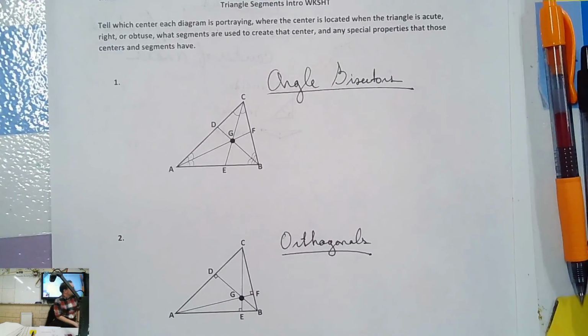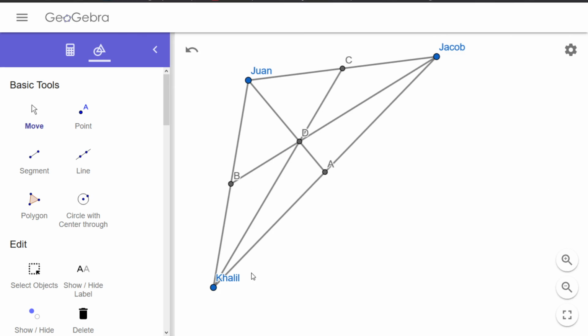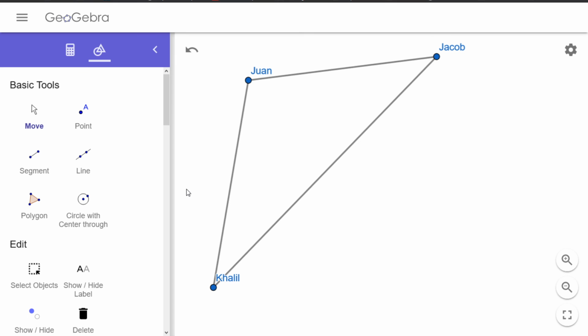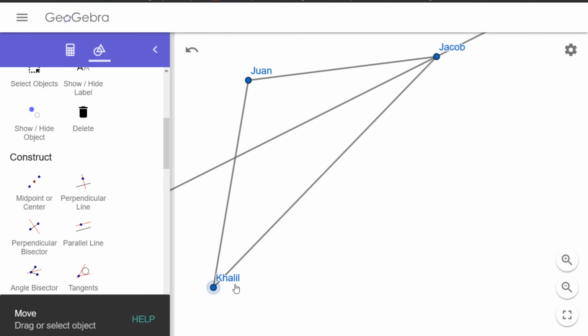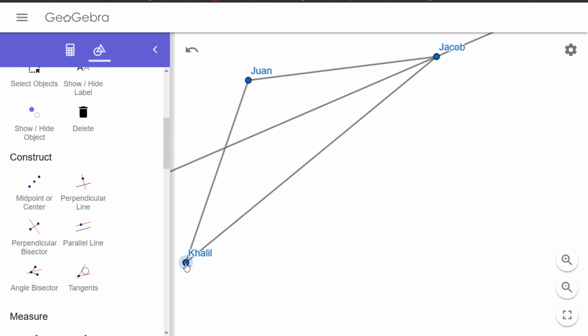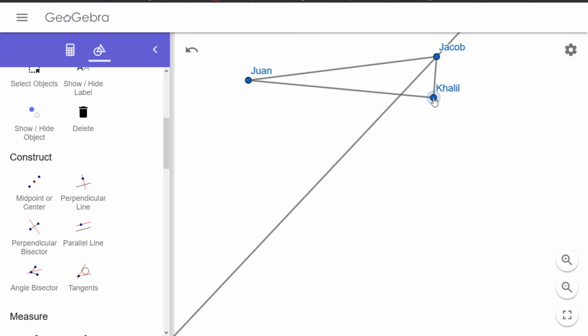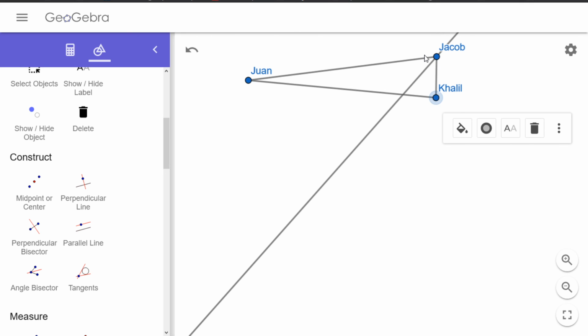Angle bisectors. Will the angle bisectors always be concurrent? Let's find out. All right, I have to delete this stuff. Not the good stuff. All right, so angle bisectors. Angle bisectors in a triangle, right? So I'm going to take my angle bisector tool, and I'm going to go Juan, Jacob, Khalil. And that line right there cuts this angle in half. Where does it hit the opposite side? I don't know. Random point. Let me show you. See, it doesn't always cut the other side in half. Sometimes it's not cut in half. But it always cuts this angle in half. You cool with that? That's angle bisector.